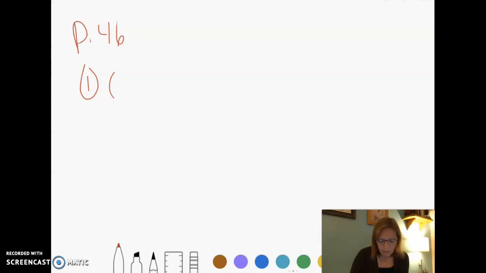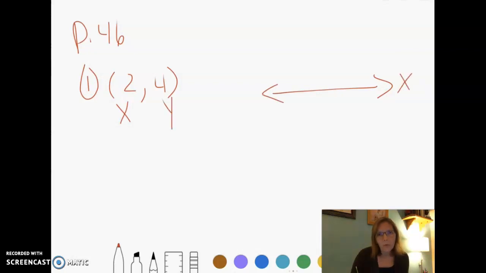So the numbers in an ordered pair are important because the first number is always the x value and tells us to move along the x-axis. And the second value is always the y value, which tells us to move up or down. And that's why the order is important.